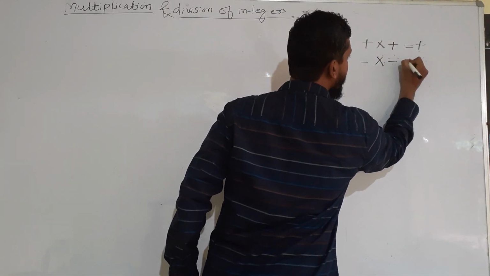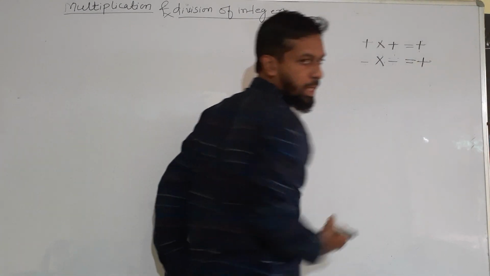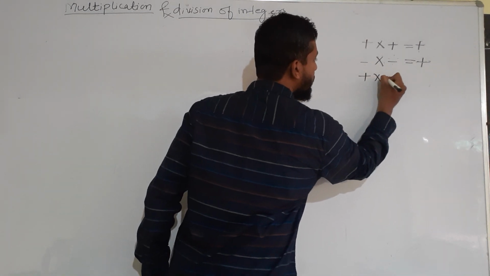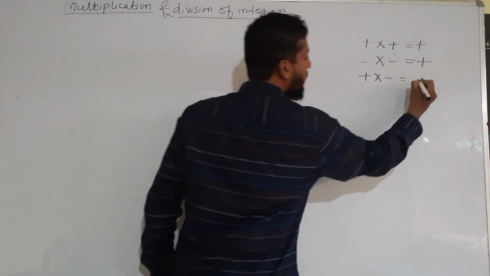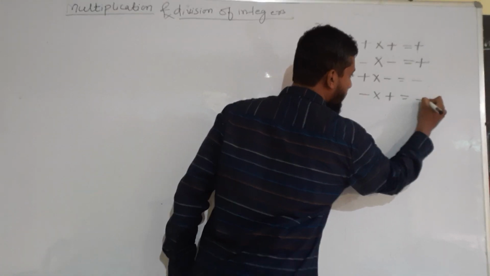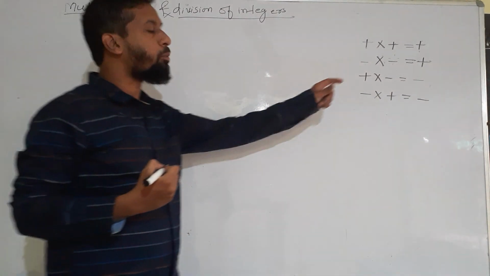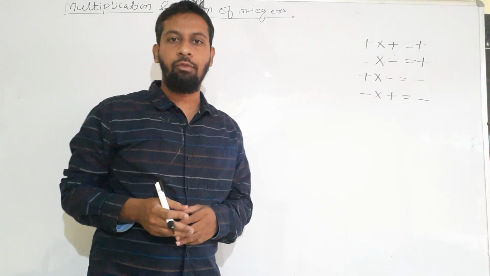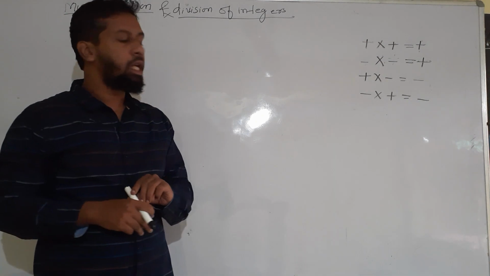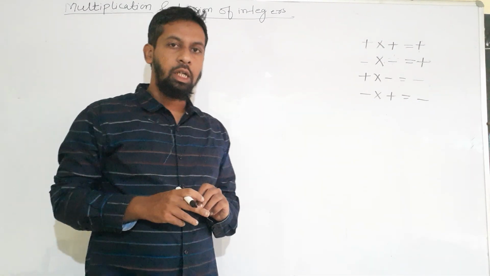Plus into plus is equal to plus. Minus into minus is equal to plus. Then plus into minus is equal to minus. Minus into plus is equal to minus. This is very important. If we know it, it will become easy for you when you open the bracket. It is very useful.